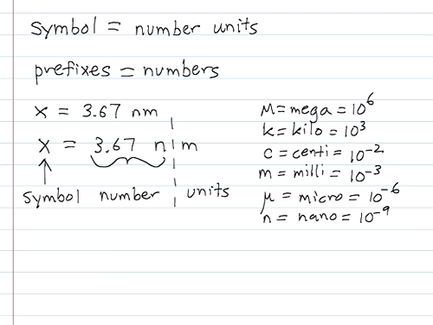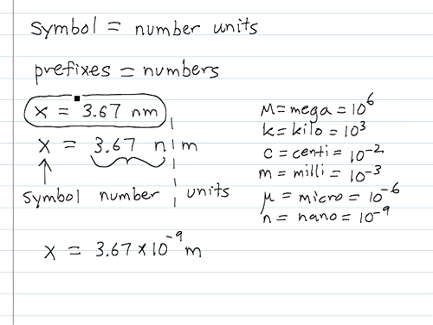So we could rewrite this if we wanted to in what's called scientific notation. So write the symbol again and the equal sign. And I'm going to write the number a little bit differently. So 3.67 times 10 to the negative 9th power meters. So what I wrote above, 3.67 nanometers, and what I've got down here, 3.67 times 10 to the minus 9 meters, those are the same. And the only thing I've done is explicitly put in what the prefix is standing for.